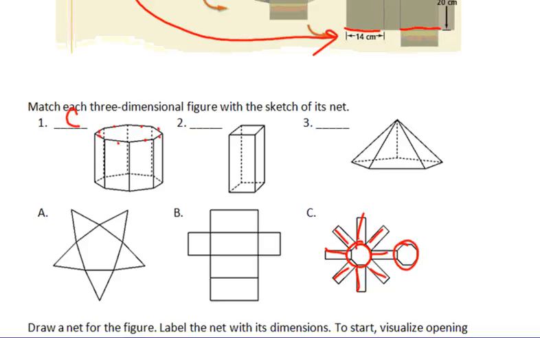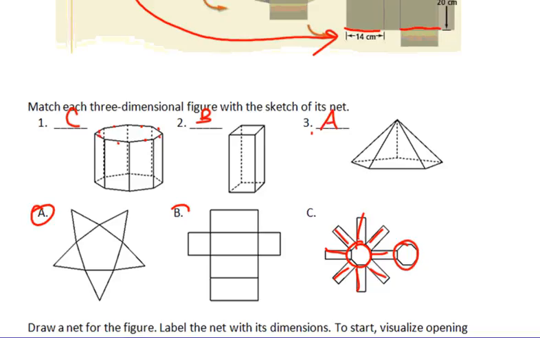So that's C. If you look at number 2, it's just all rectangles. We have 6 sides of rectangles, and here we go, letter B has 6 sides of rectangles. And then finally, number 3, it comes to a point at the top, so there is only the one pentagonal side, so five-sided, and then they all go up into one point. So that would be A.